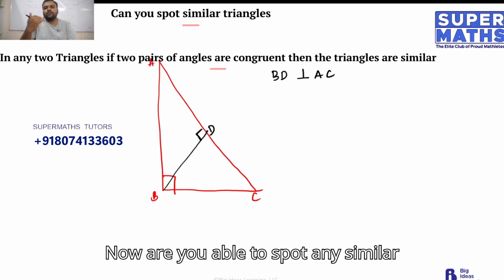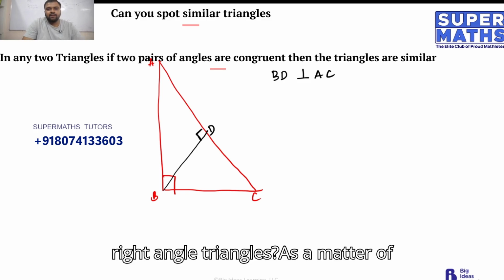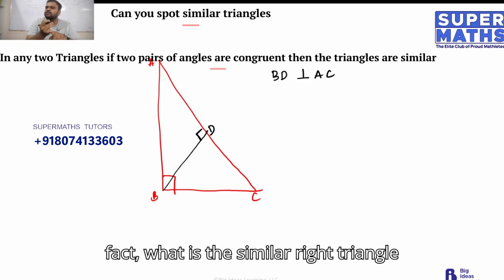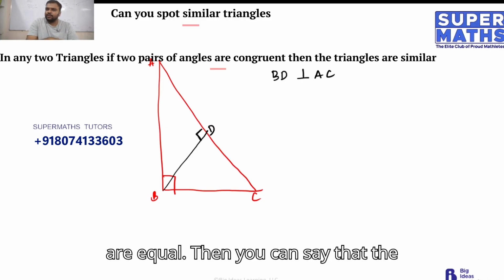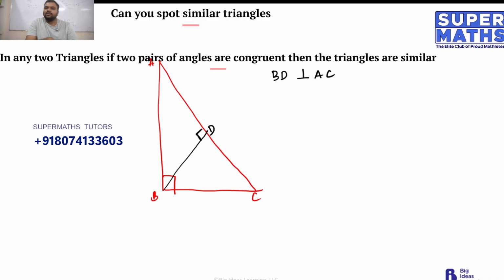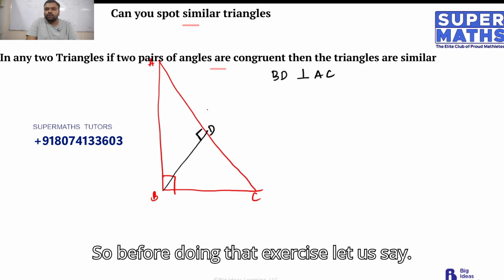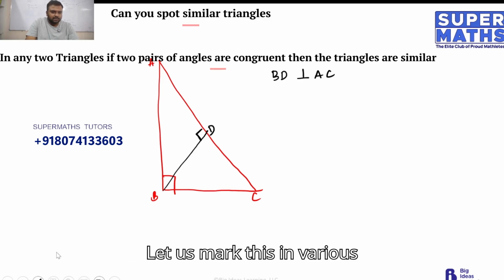Now, are you able to spot any similar right angle triangles? As a matter of fact, what is a similar right angle triangle or a similar triangle? If two angles are equal, then you can say that the triangles are similar. Okay. So before doing that exercise, let us mark this in various colors.